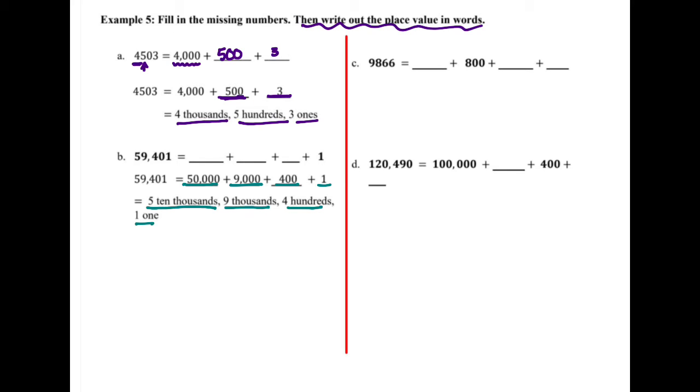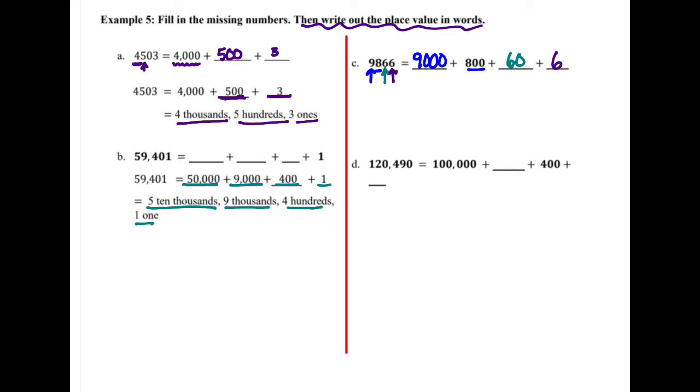So the 8 is in place for the 800. So let's work on the 9. So 9 is in the thousands place, right? So that's 9,000. Now we have 2 6s. So the first 6 is in the tens place, so that's 60. And the second 6 is in the ones place, so that's just a 6.